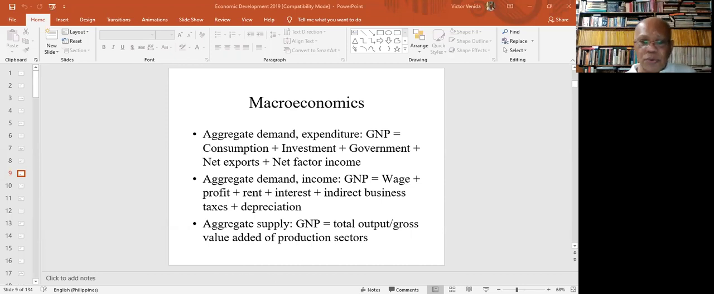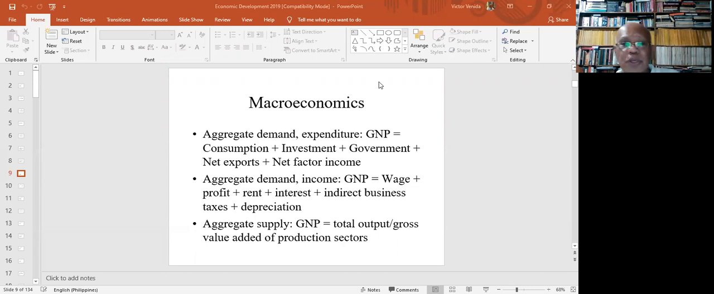Okay, so when you look at the website of the Philippine Statistics Authority, you will see their data on gross national product, and then the individual elements are there, including their figures for every year. So on the demand side, there are two main equations. There's the expenditure equation and there's the income equation. On the supply side, you have the GVA equation or the gross value added equation. And these three are always equal.